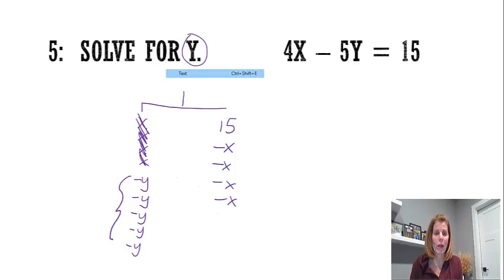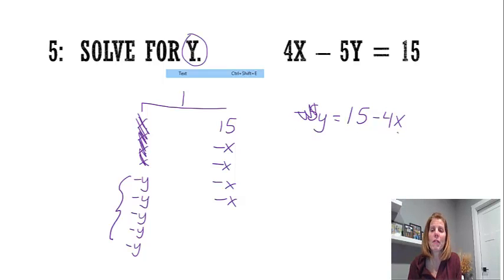And so now I'm going to write what I have. On the left side, I have negative 5y's. And then on the right side, I have 15, and then I have minus 4 x's. Okay, then from here, just like we were doing in all the other problems, we're going to divide by that negative 5. So I'm going to divide by the negative 5.